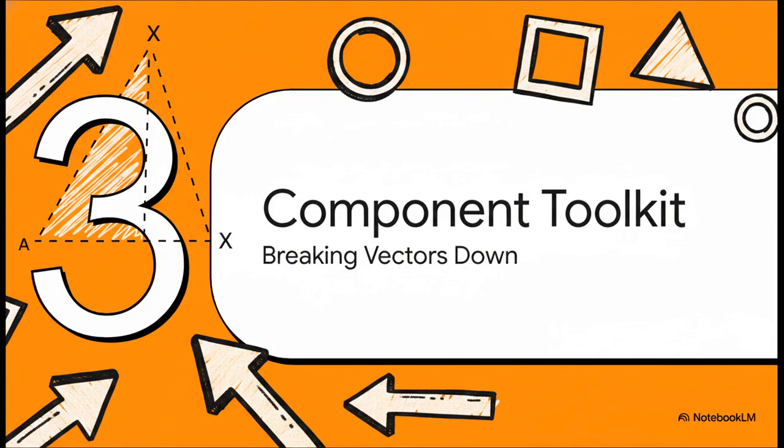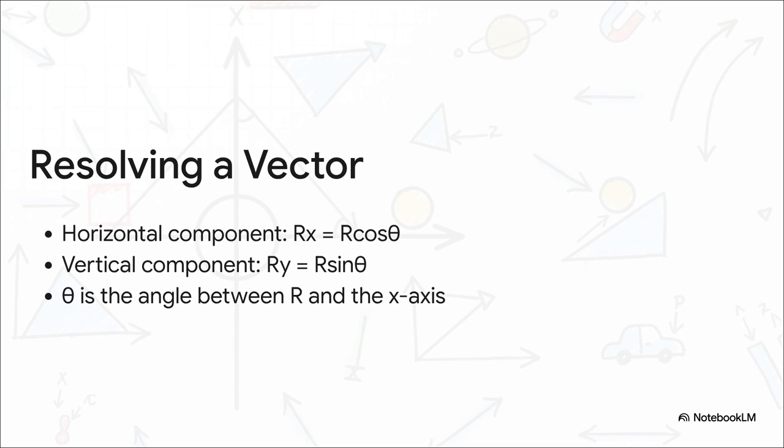Part 3. The component toolkit, breaking vectors down. So what happens when vectors are acting at weird, awkward angles? Well, we just mathematically break them apart into pieces. By using some trusty trigonometric formulas, specifically, the horizontal x component equals r times the cosine of theta, and the vertical y component equals r times the sine of theta, we can figure out exactly how much a vector is pulling left to right and up and down. But, and this is absolutely crucial, you have to make sure that theta is the angle between your vector and the x-axis. Get that right, and these formulas work flawlessly every single time.